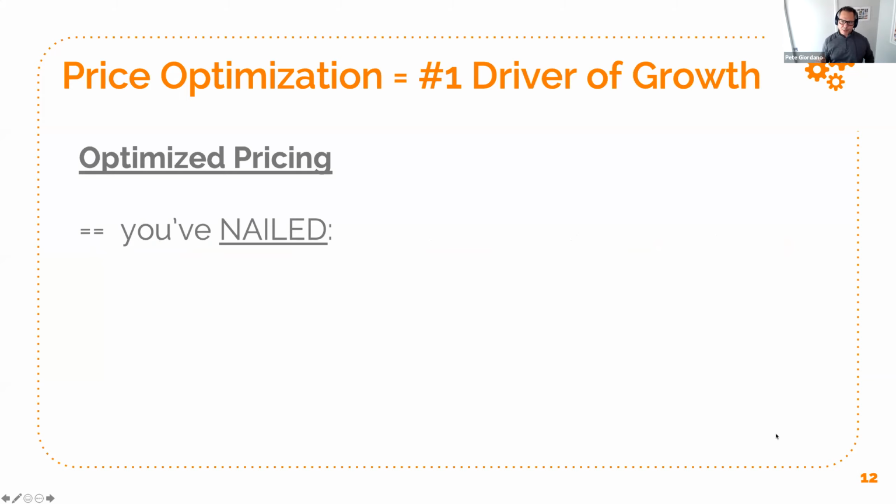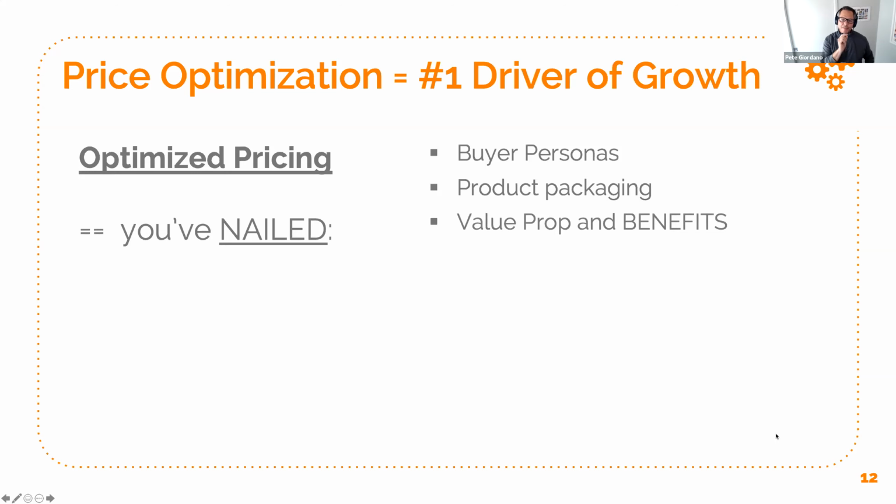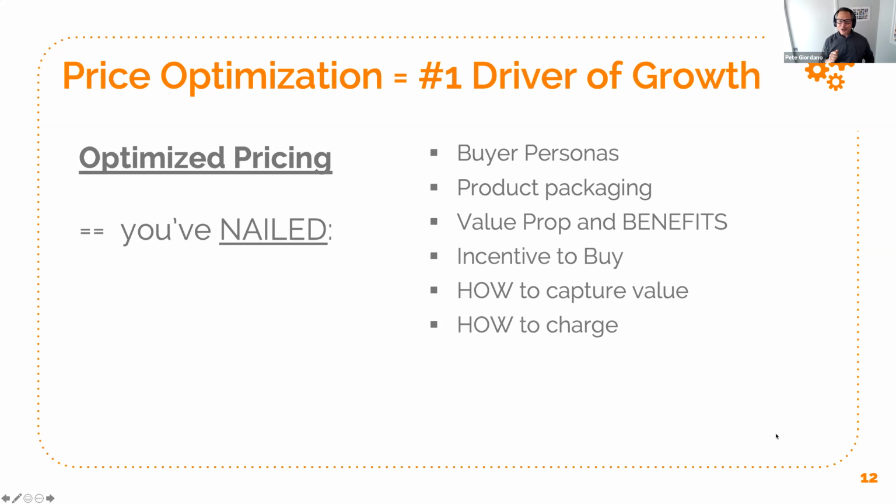When you've optimized pricing, that means that you have absolutely nailed your buyer persona, right? Your target market, your market segment. You've got your product packaging down. You know exactly what features those buyers want. You know exactly what the key value prop and the benefits are enabled by those features for that buyer. You actually now know their incentive to buy because you know what they value and how they value it. You know how to capture the value you're providing. You know how to charge for it, and you know how much to charge.